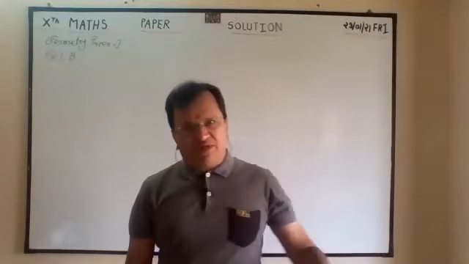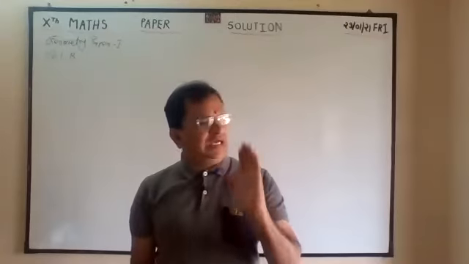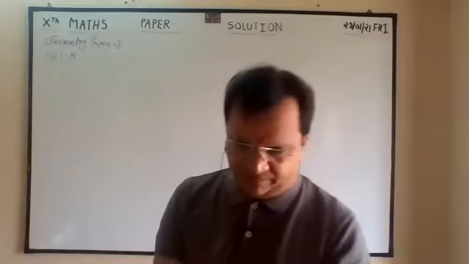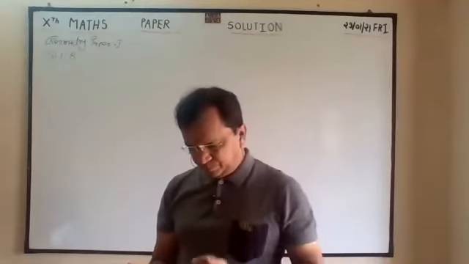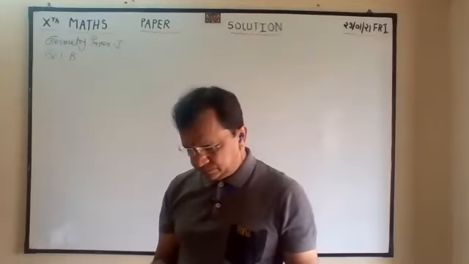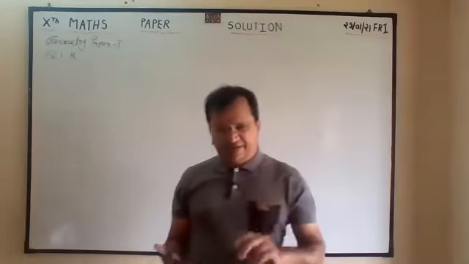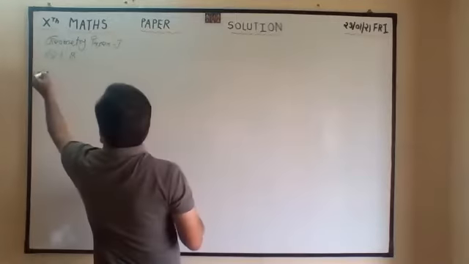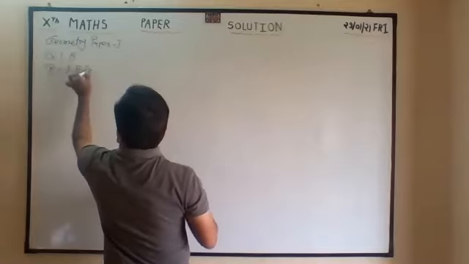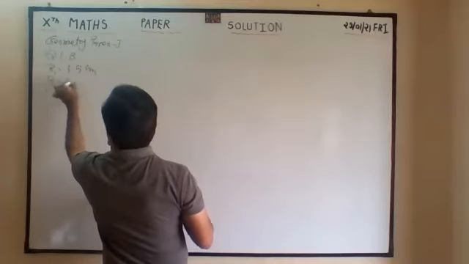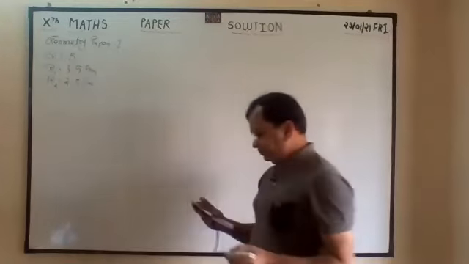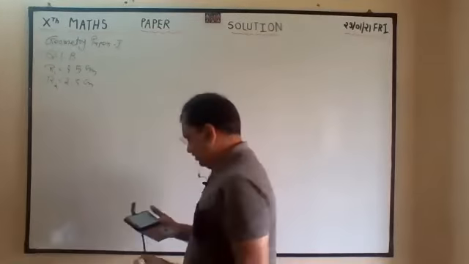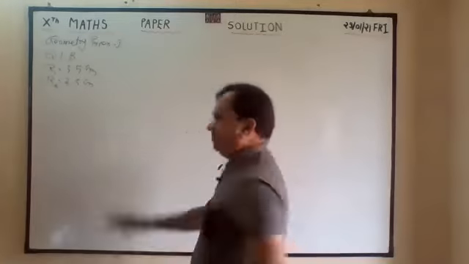Yesterday, in geometry paper 1, we did only question number 1A, the MCQ. We will continue with question number 1B. Two circles have radii 3.5 and 2.5. Radius 1 is equal to 3.5 centimeter, radius 2 is equal to 2.5 centimeter. It is given. Find the distance between their centers touching internally. We will find out both.